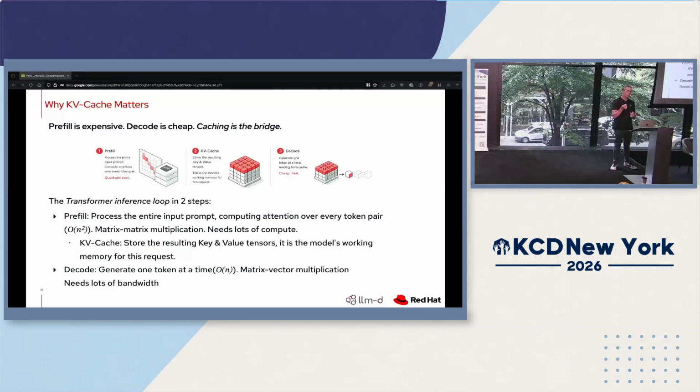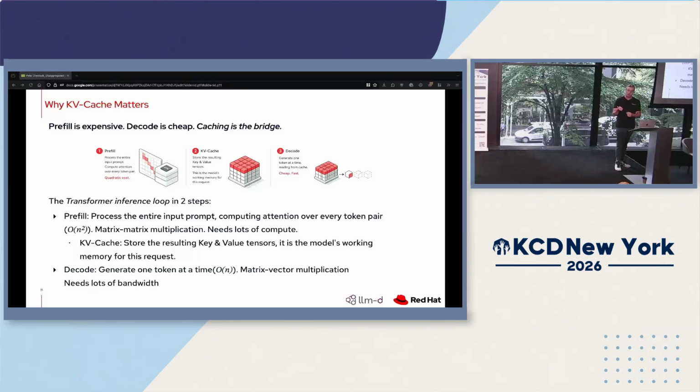So as a request hits your server, step one is prefill. The model processes that entire input prompt all at once, and it computes attention over every single token pair. So attention scales quadratically, meaning double the input prompt length, 4 times the work, 10 times the prompt, 100 times the work, it gets harder and harder. This is matrix multiplication, so extremely compute heavy. While doing all that heavy lifting, the model is saving its working memory into that KV cache.